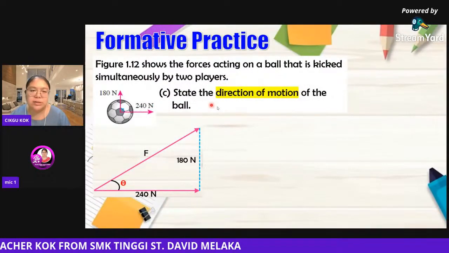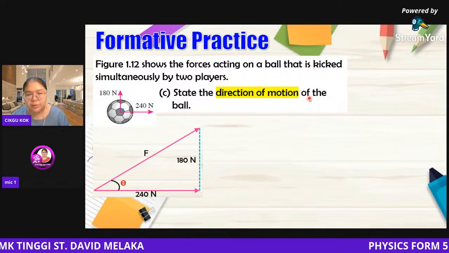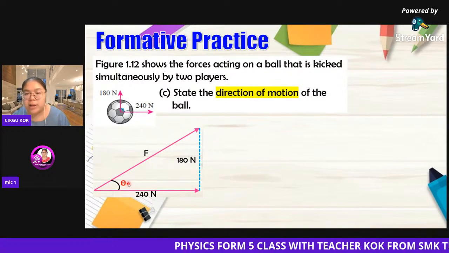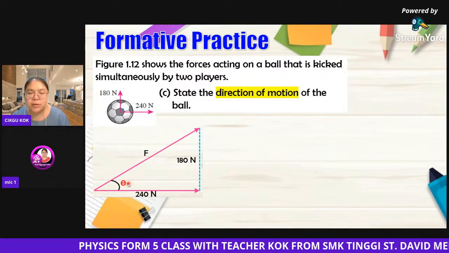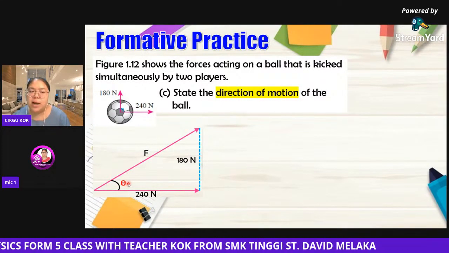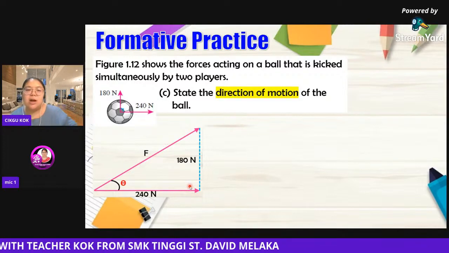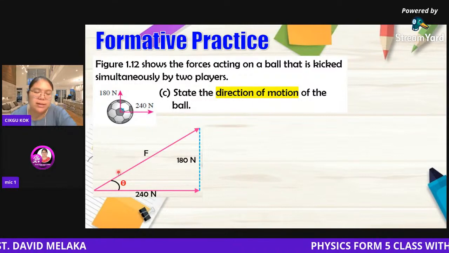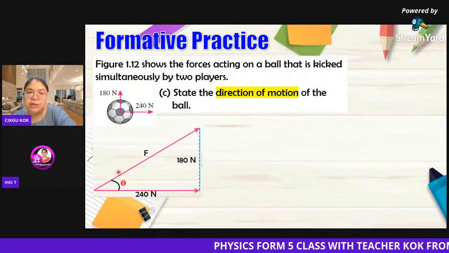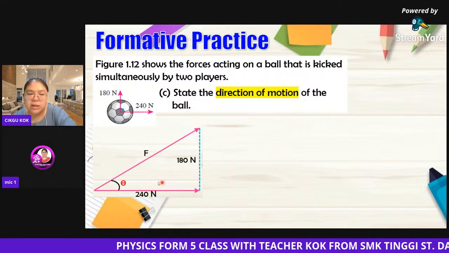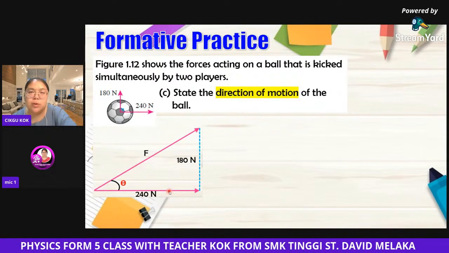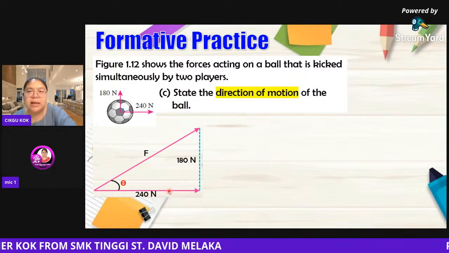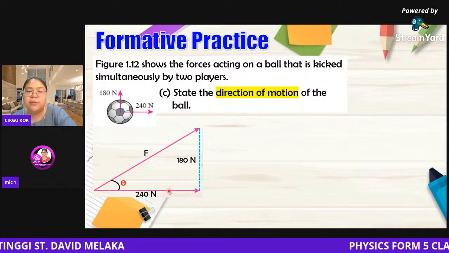They ask you to state the direction of the motion of the ball. So if direction, that means you need to find the angle. Then you need to mention the direction of your resultant force. Okay, so anybody just give me the answer for angle. I want the angle that I draw, I show here. I want this angle. So that means you can use the tangent. Tangent 180 over 240. Then you go to reverse, shift tangent, so you can get tangent -1. Okay, give me an answer for the angle.